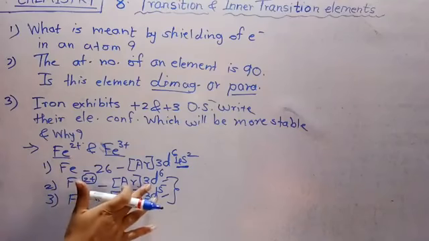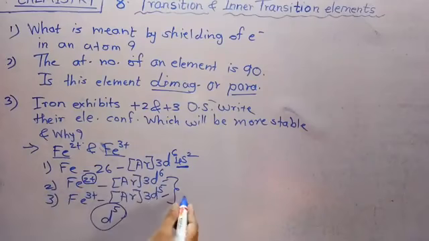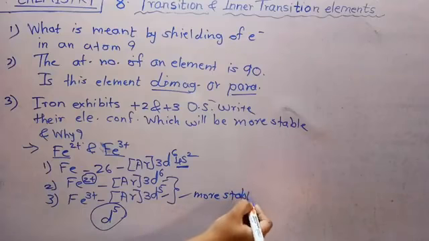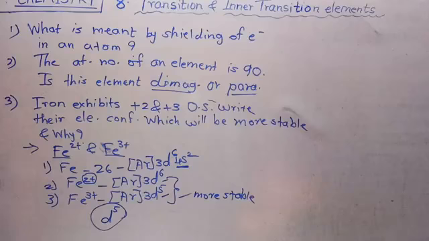As compared to the 3d6, so Fe3+ is more stable, because of the half-filled electronic configuration in 3d orbital. Clear?